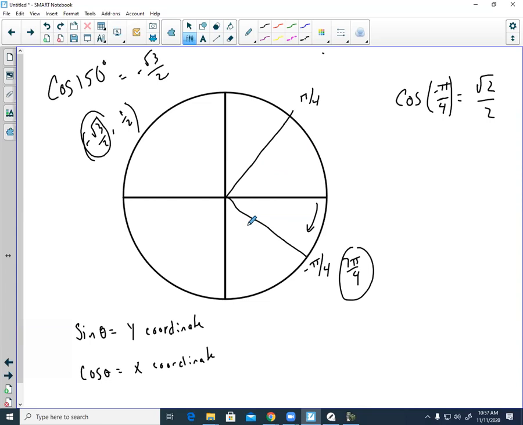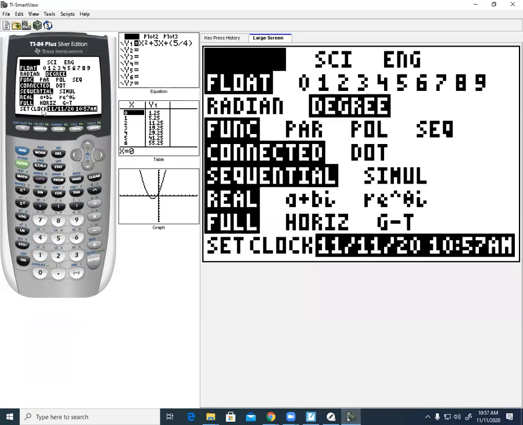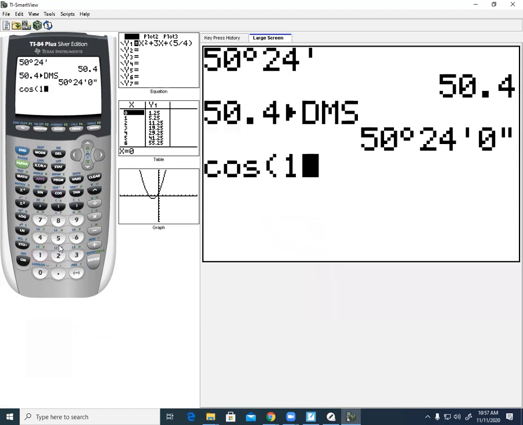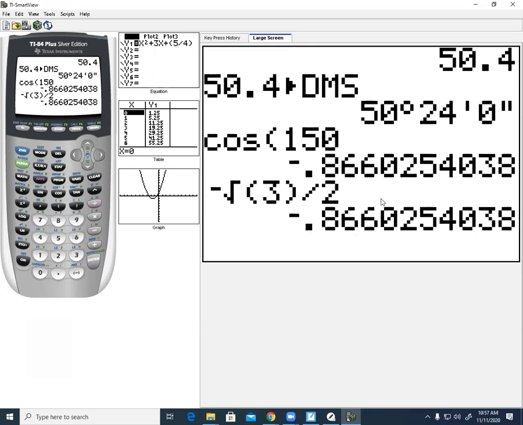Like if I wanted to figure out what the cosine of 150 was, first thing, make sure your calculator is thinking in the right mode. So my calculator is in degrees, okay? If I want to find the cosine of 150, I would hit enter and it'll give me an answer, which is negative 0.8660. That's a very good approximation. Remember, we figured out that it was the negative square root of 3 divided by 2, which should be the exact same thing. This is the exact form.